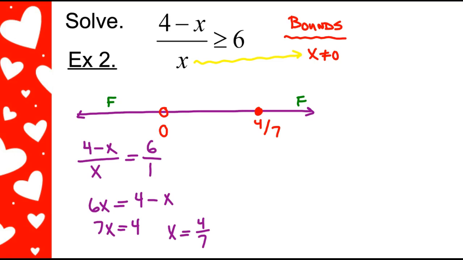What's a number between 0 and 4/7? A half. Yeah, a half, that's 3.57. So I put a half in there just to double check here. I get 3.5 divided by 0.5, and that's 7, and that's going to be greater than 6, so that's going to be true. So it's all the numbers in between there again. So any number x greater than 0, less than or equal to 4/7.